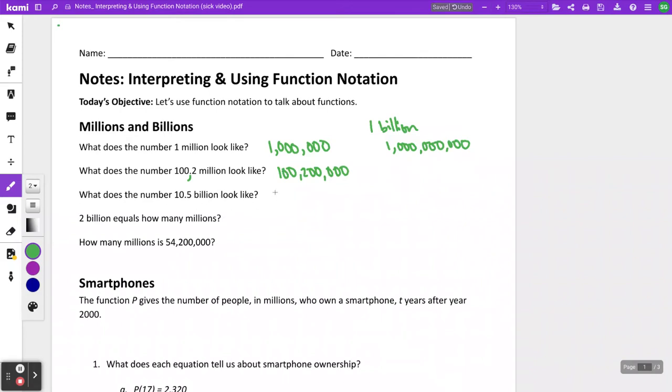10.5 billion is going to be 10. But instead of 9 zeros, that first zero right there is going to be that 5 from the 0.5. So we get, and then 1, 2, 3, 4, 5, 6, this number here. That's our 10.5 billion, or 10 billion 500 million.